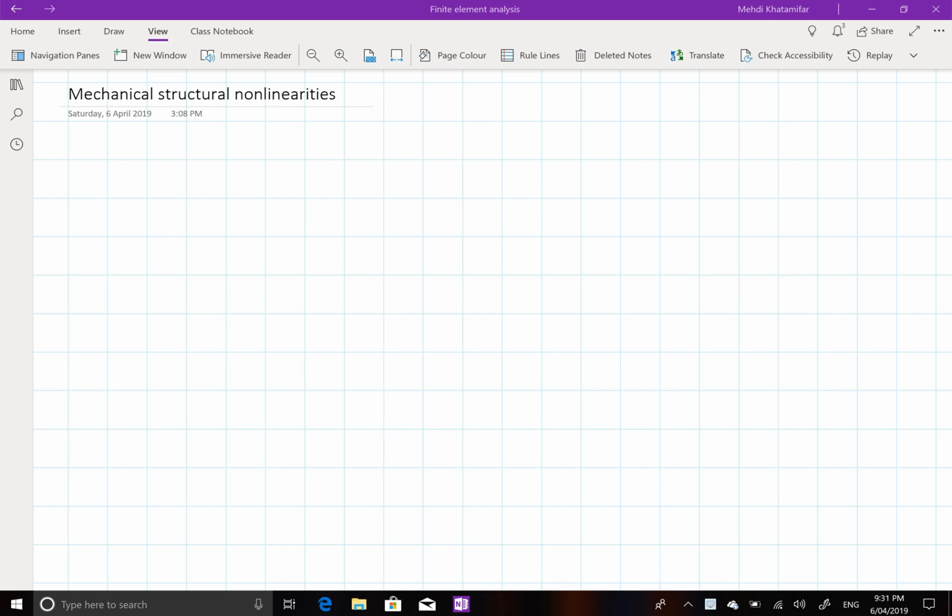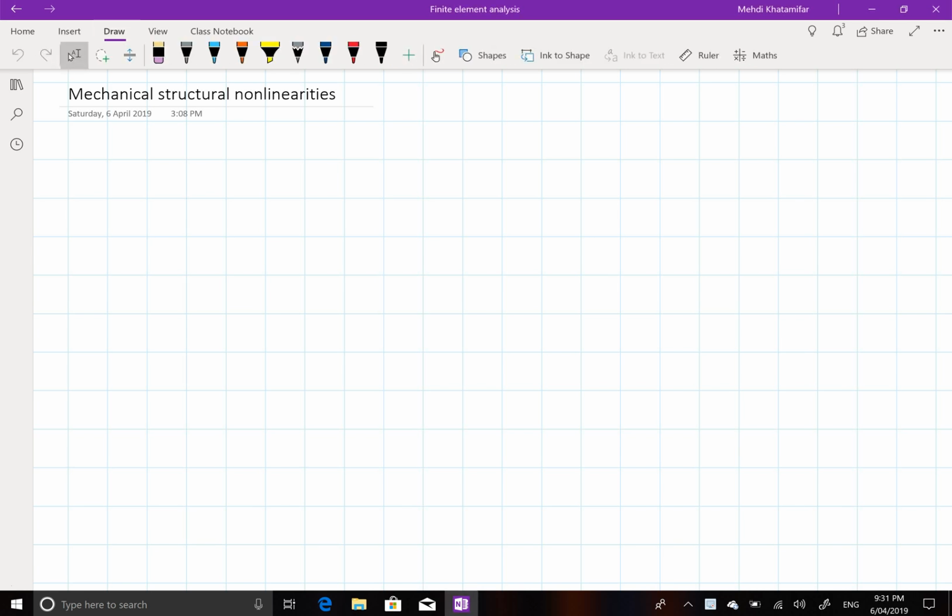Hello class. Before starting nonlinear analysis, I would like to explain a few important points about this nonlinear behavior. Later it will be easier for us to understand what we are doing and what items we are manipulating when we are doing nonlinear analysis. So the main question is going to be: what is nonlinear behavior?